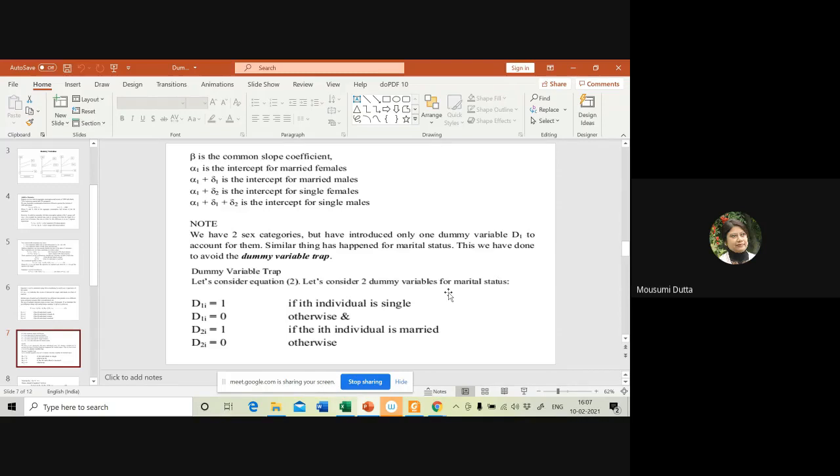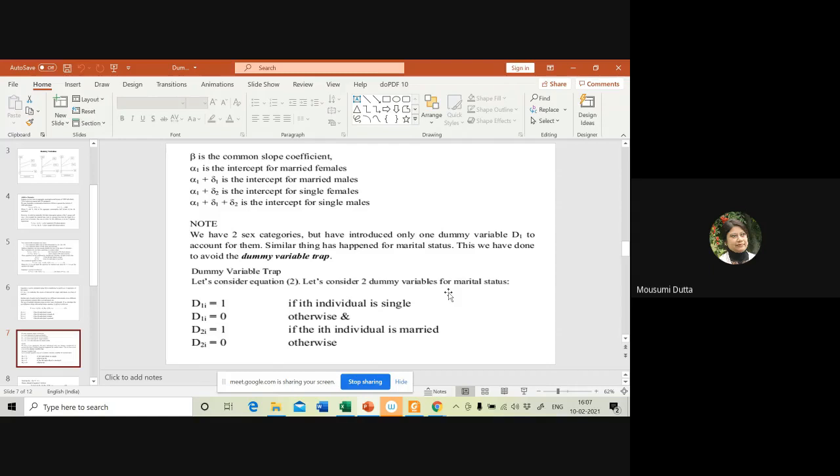We have 2 gender categories, but look at this note specifically. We have 2 gender categories. Again, in case of marital status also, we have 2 marital status. However, we are using a single dummy variable.